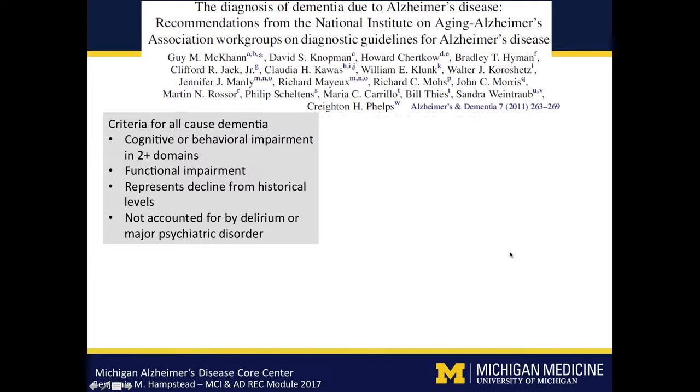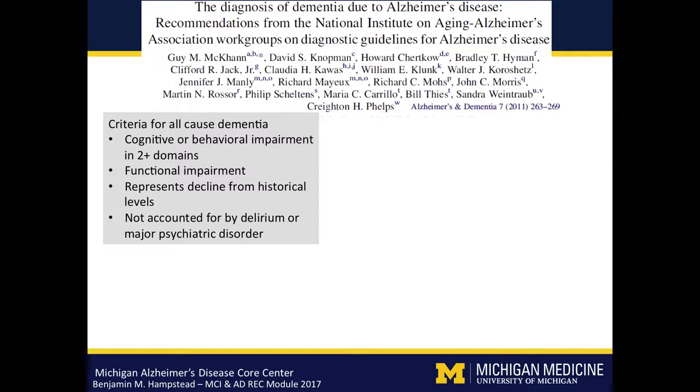Now, the diagnosis of dementia due to Alzheimer's disease in 2011 had its first revision in roughly 25 years. And so in this paper, which, again, I've provided the references for those of you interested that you could go and look it up, the authors first established criteria for all-cause dementia, which is cognitive or behavioral impairment in at least 2 domains. So things like attention, learning and memory, problem solving or executive functioning, language abilities, visual spatial functioning.